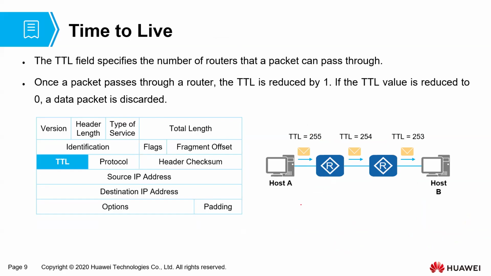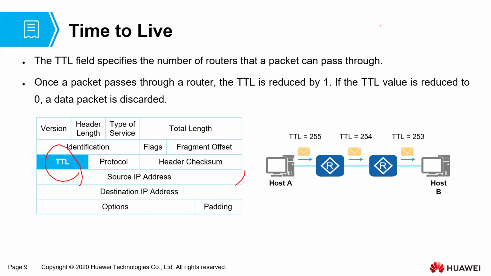Right, time to live. We have a field that we identify from the IP header. This field, TTL, specifies the number of routers that a packet can pass through. Once a packet passes through a router, TTL is reduced by 1. So TTL is a mechanism used by our network to avoid a scenario where we have a packet just going through the network, never stopping.